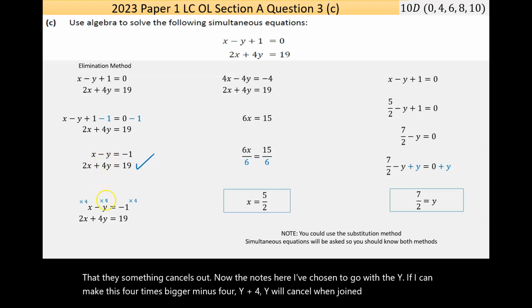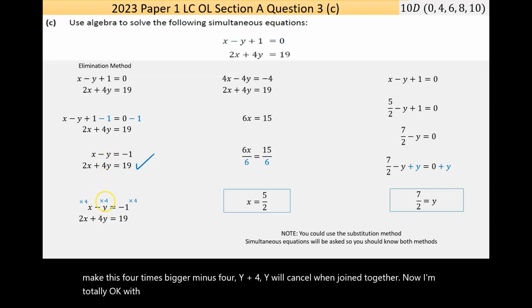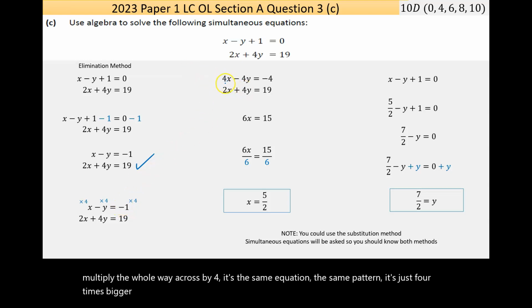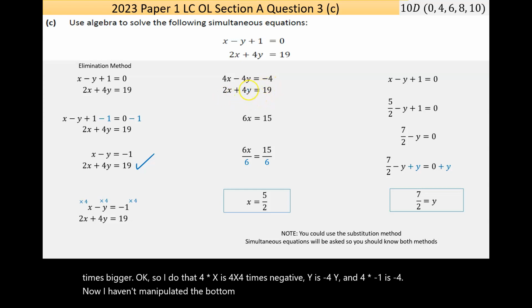Now, I'm totally okay with multiplying y by negative 4, and I'm only correct if I do it to everything else. So if I multiply the whole way across by 4, it's the same equation, the same pattern, it's just 4 times bigger. So I do that. 4 times x is 4x, 4 times negative y is negative 4y, and 4 times negative 1 is negative 4. Now I haven't manipulated the bottom equation because I want this to happen.